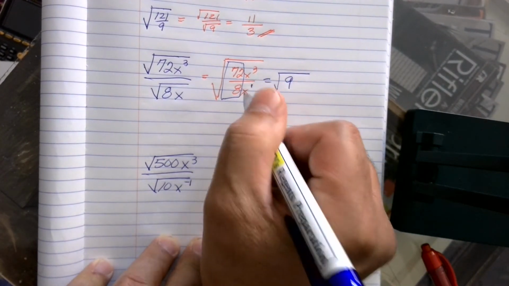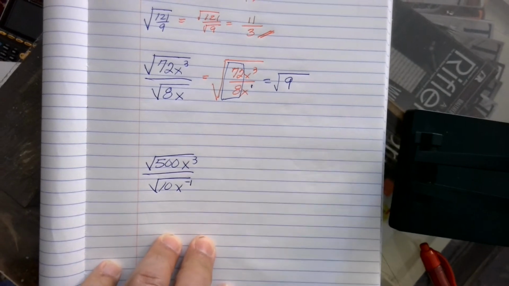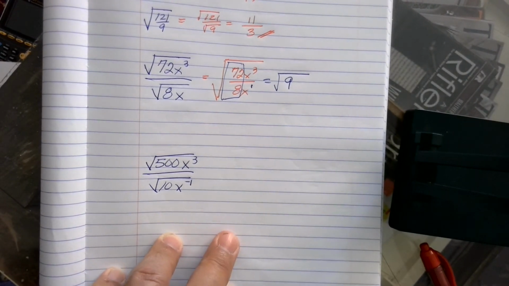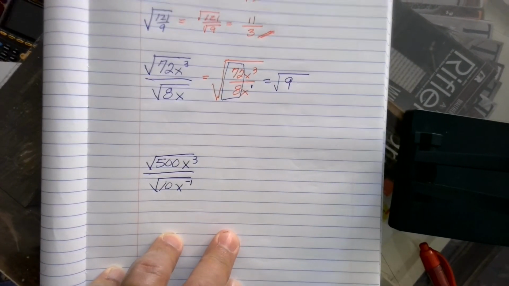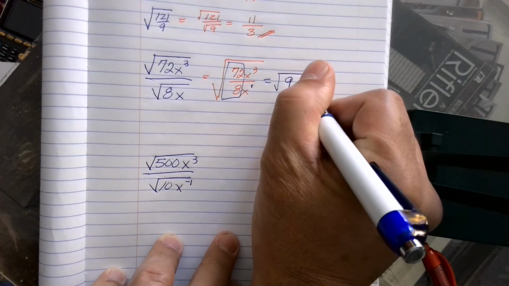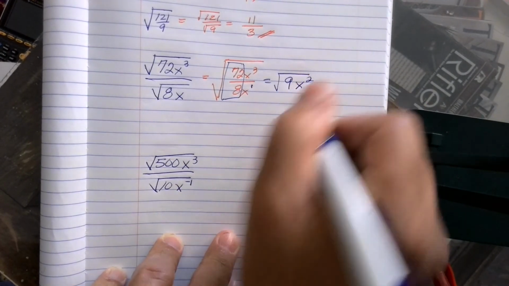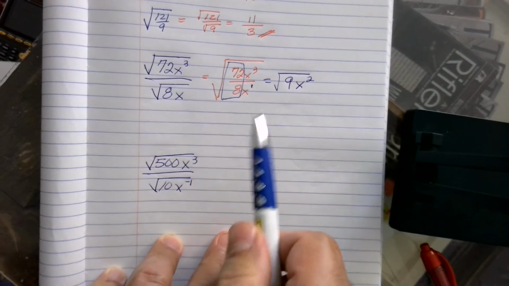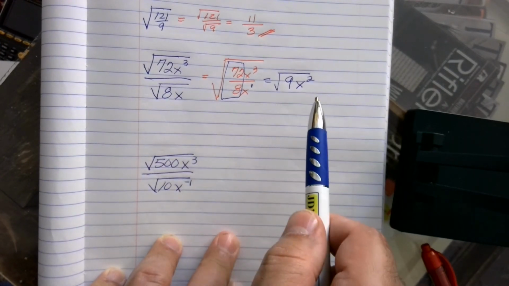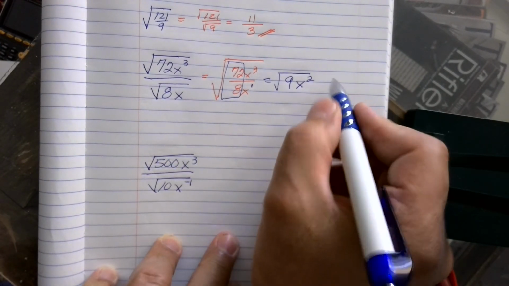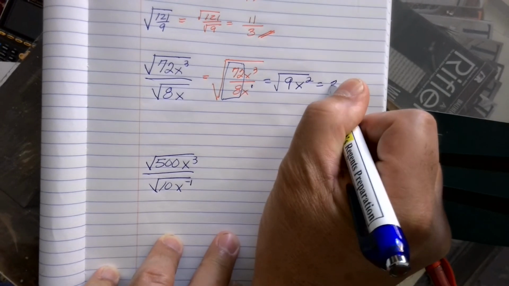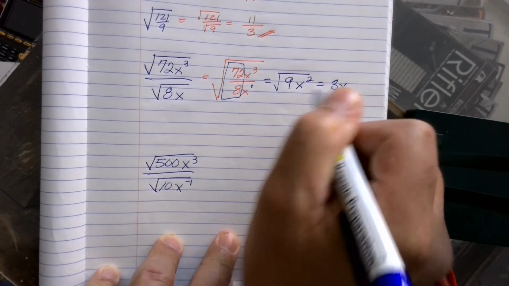And here, by my properties of exponents, when I have x to the third over x to the first, I keep the base and subtract my exponents, so I'm going to have x to the second. So in this case, I have a perfect square, the square root of 9, and x squared is a perfect square. So the square root of 9x squared is 3x.